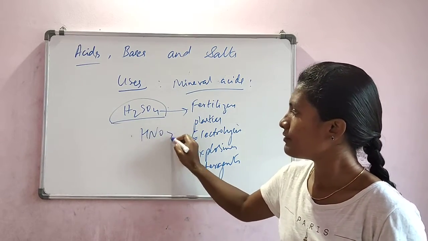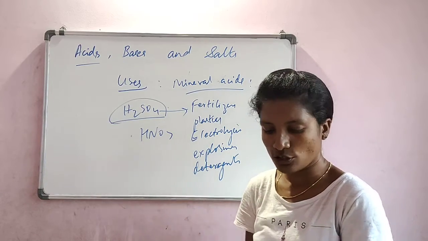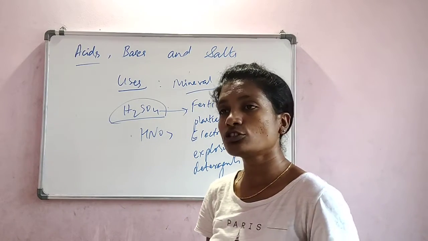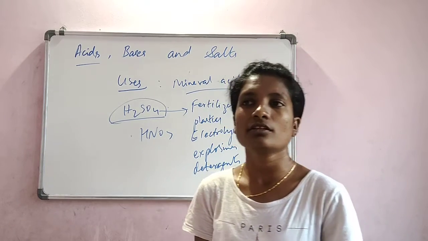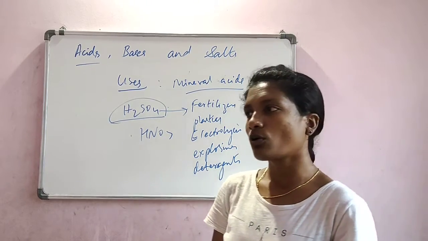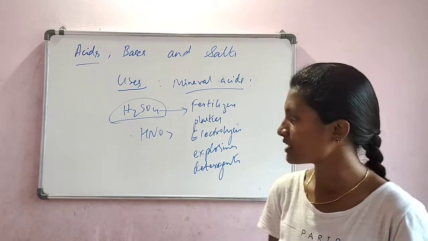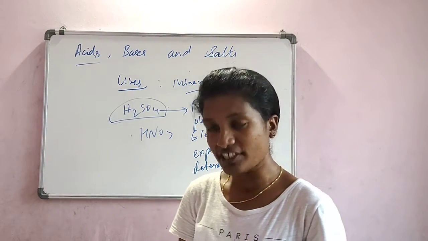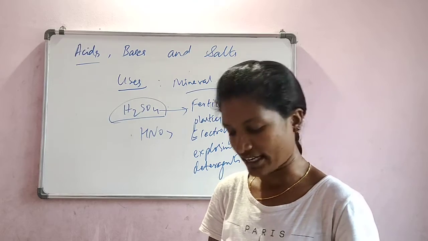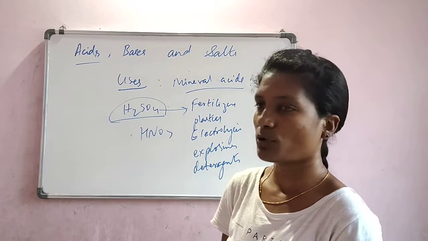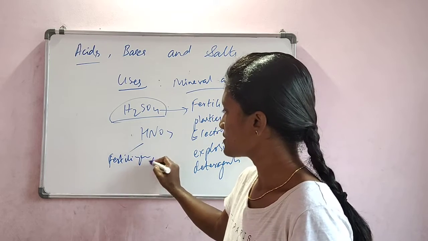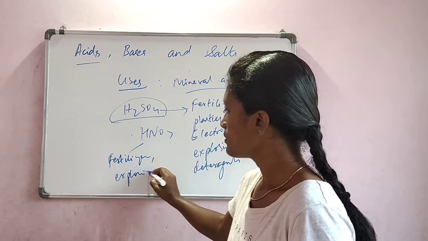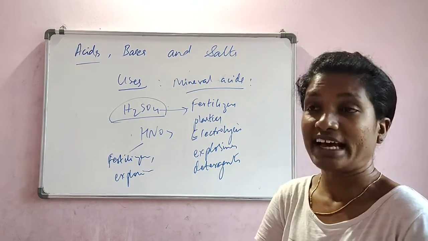Then we have nitric acid. What is it used for? Nitric acid is again used to make fertilizers, because plants, to prepare protein, need nitrogen, right? So nitrogen is indirectly provided using fertilizers, which in turn use nitric acid. Along with that, some of the explosives are made. Fertilizers, explosives, and many more, like the dyes.